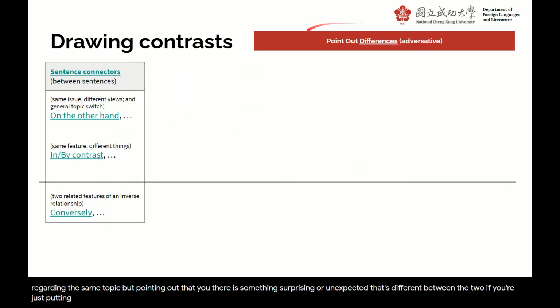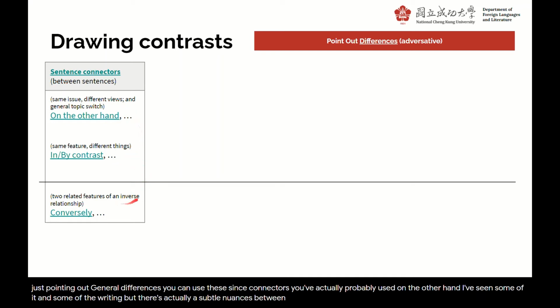If you're just pointing out general differences, you can use these sentence connectors. You've actually probably used on the other hand. I've seen some of it in some of the writing. But there's actually subtle nuances between how you can use these, or what these actually signify.